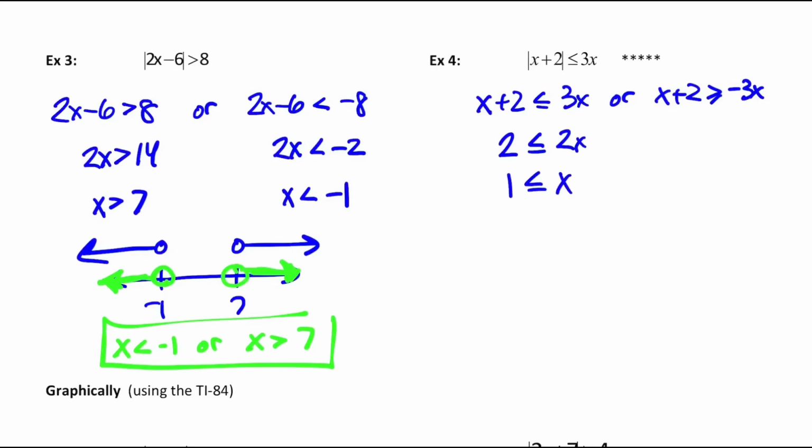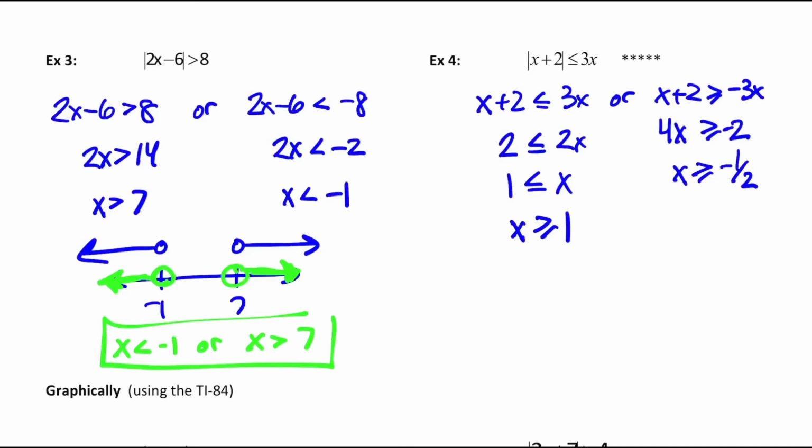I never like you to keep the x on the right side. It just gets confusing. I find so many mistakes from students that do this. Just flip it back around. So it's x is greater than or equal to 1. Over here, let's add 3x. So I get 4x. Subtract 2, greater than or equal to 2. Subtract 2, negative 2. Divide by 4. So x is greater than or equal to negative 1/2.